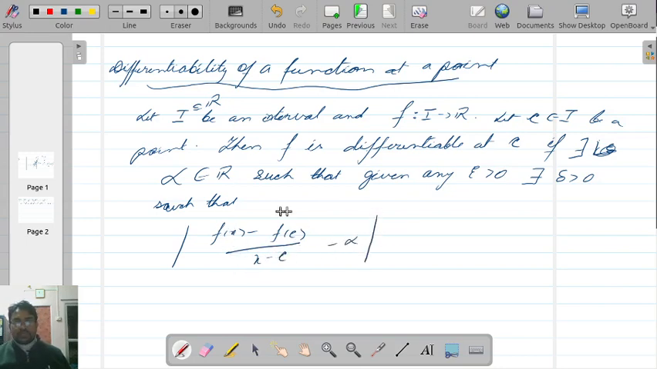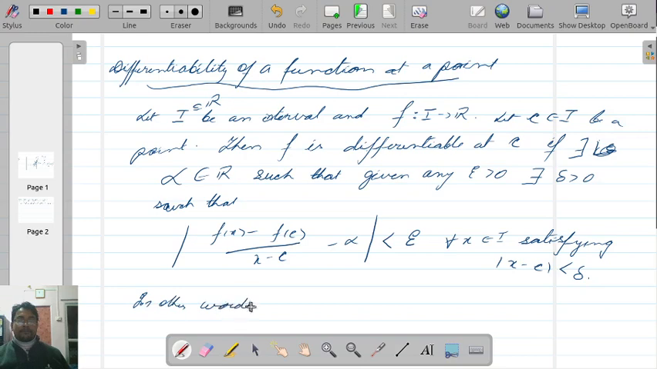means this function f of x minus f of c by x minus c has limit alpha at c. That is the meaning. So this quantity can be made less than epsilon for all x in I satisfying mod of x minus c less than delta. This is basically the definition of the limit of f of x minus f of c divided by x minus c. So in other words, the limit as x tends to c of f of x minus f of c divided by x minus c exists. If it exists finitely, then we say that the function is differentiable.